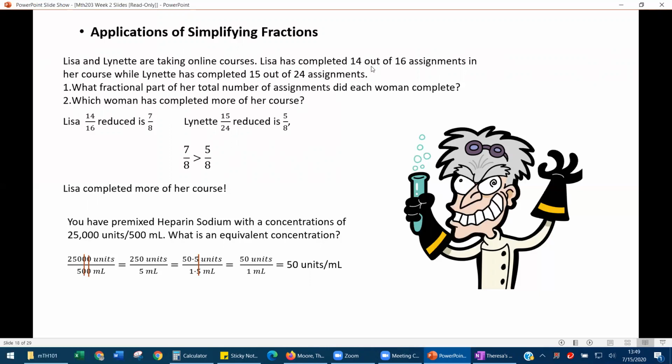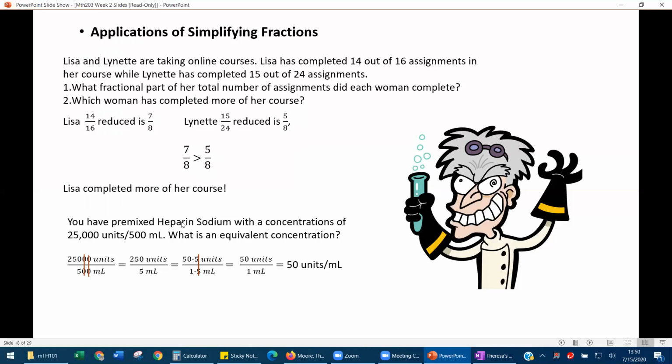So Lisa completed 14 out of 16, and Lynette 15 out of 24. So if we reduce the 14 out of 16, we have 7/8. The 15 out of 24, we have 5/8. So 7/8 is actually more than 5/8, right? All you have to do is compare the numerators when the denominators are the same. So we see Lisa has completed more of her course than Lynette has.